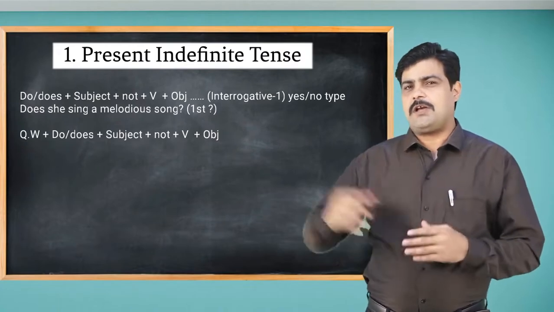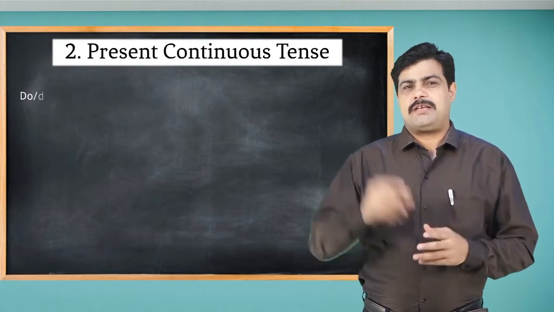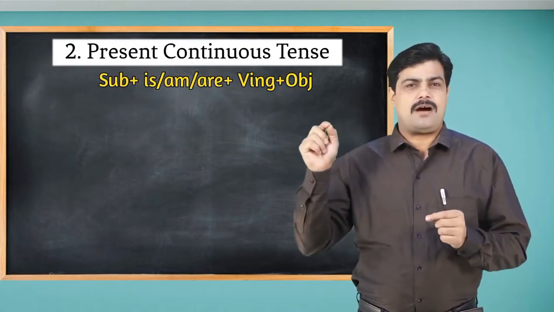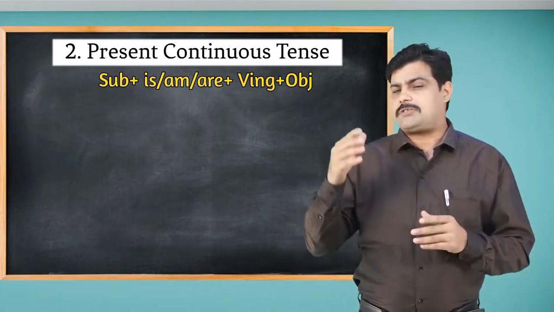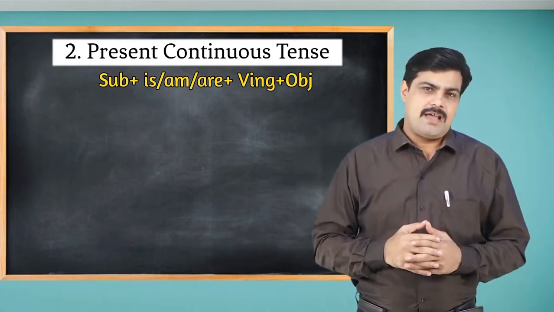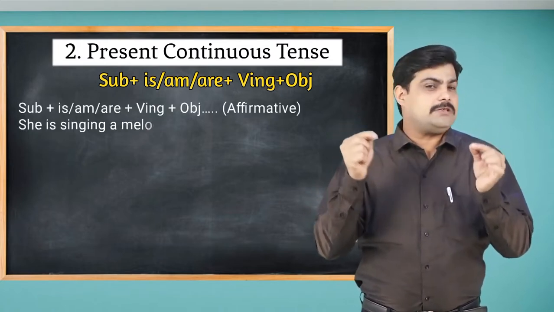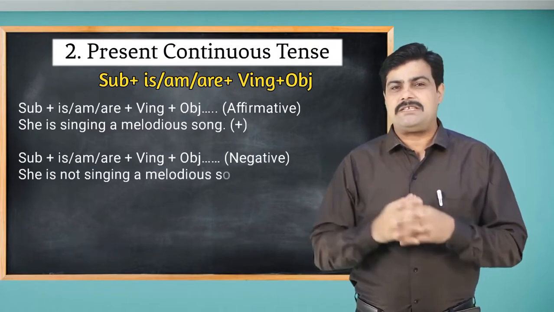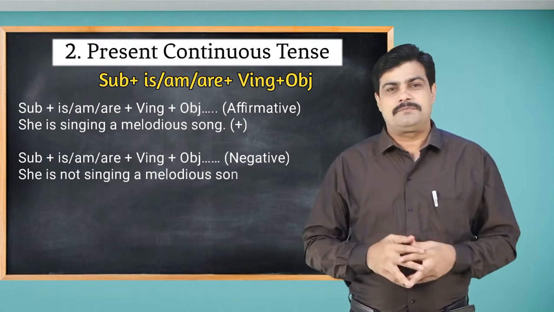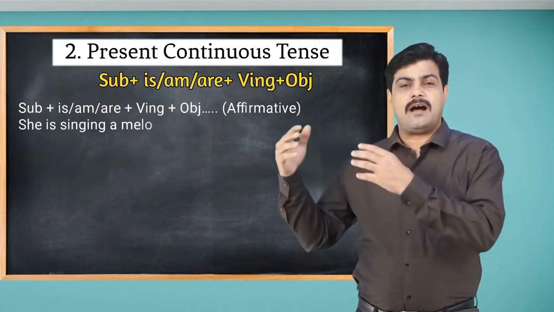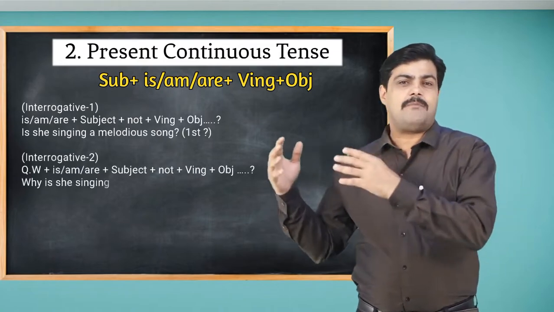The second is present continuous tense. Here the structure you see, subject plus is, am or are plus verb ing form and plus object. This is the structure of affirmative sentence. Let's construct the same sentence. She is singing a melodious song. Now see the negative. She is not singing a melodious song. Is she singing a melodious song? Why is she singing a melodious song?